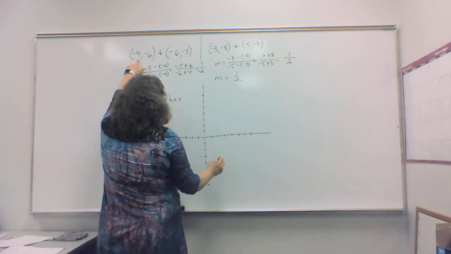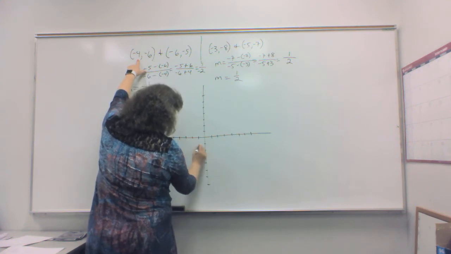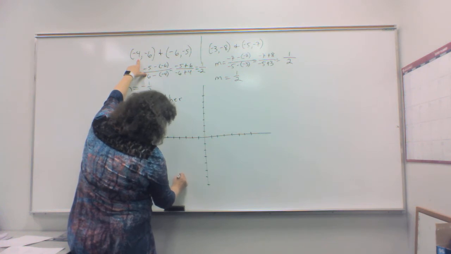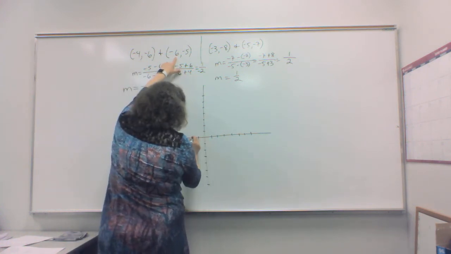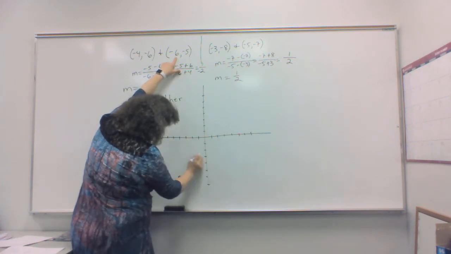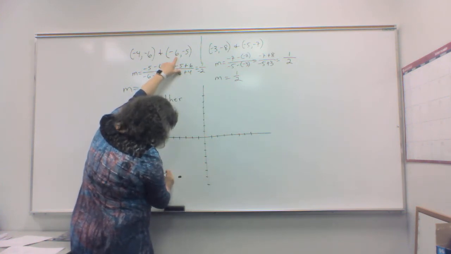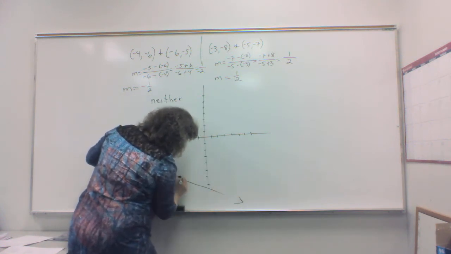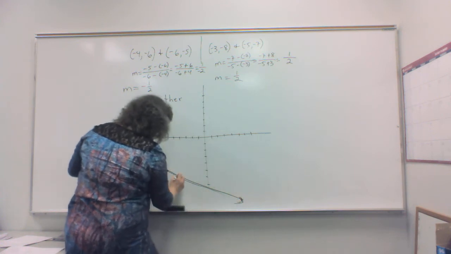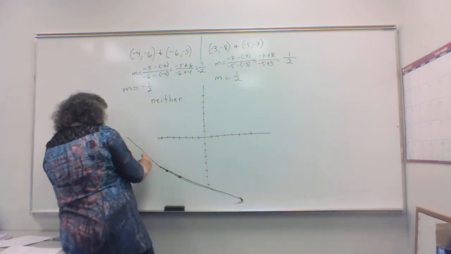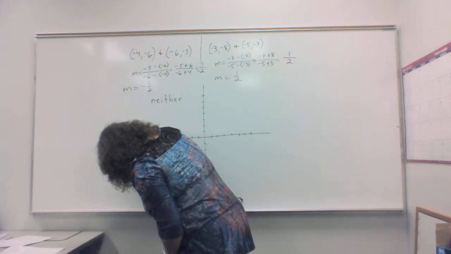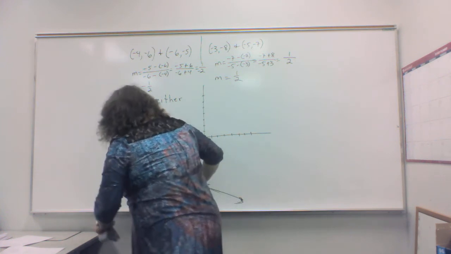Okay, let's plot the first set of ordered pairs. (-4, -6). There's one dot. (-6, -5). There's the other dot. Okay. There's one of the lines. Let's continue. Whoops, I'm curving my line. Let's see if we can get it fairly straight here. There's one line. Not very good.